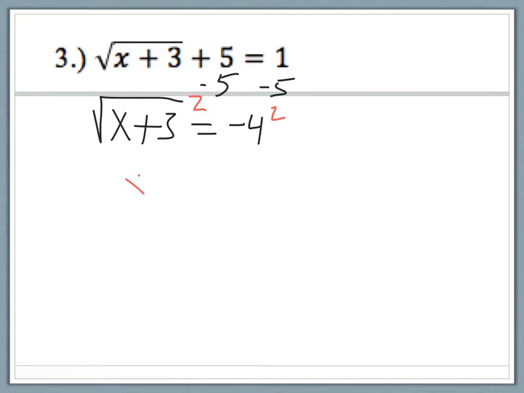Okay, so x plus 3 equals 16, because negative 4 times negative 4 is positive 16. Minus 3 from both sides, so x equals 13.